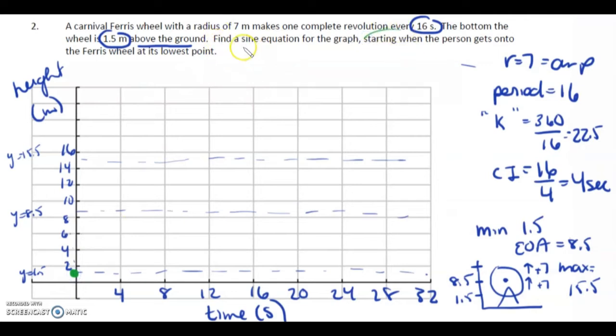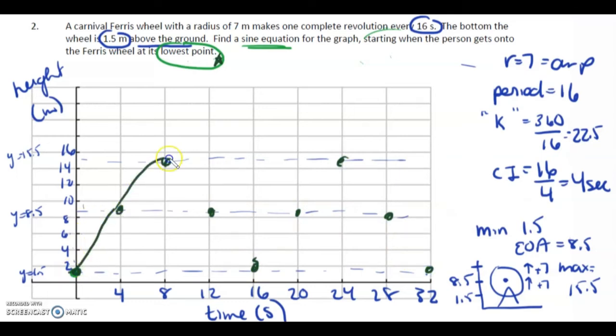We're going to find a sine equation for the graph, starting when the person gets onto the Ferris wheel at the lowest point. So that one is usually the standard. The question could involve getting on at the midpoint or the maximum, but here it's the lowest point. So minimum, equation of axis, maximum, equation of axis, minimum, and you just pattern up and down, okay?